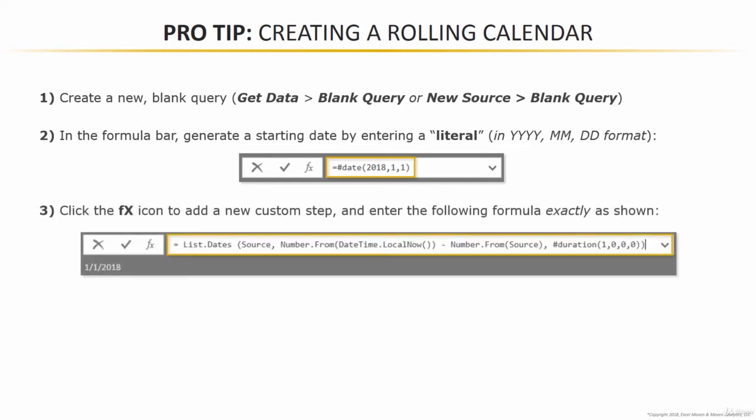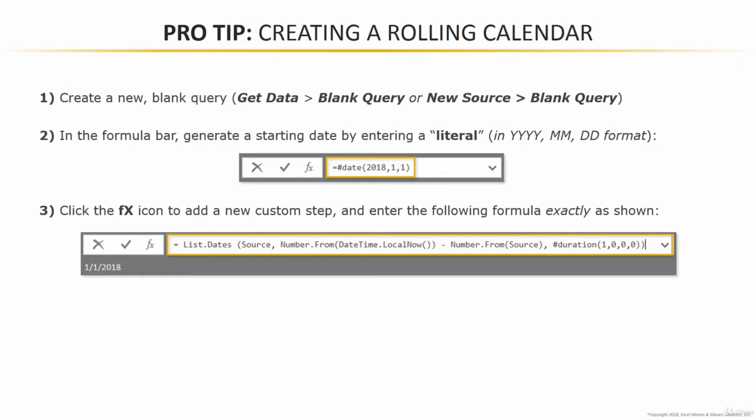From there, you're going to click the FX icon, which adds a new custom step, and you're going to enter the following M formula exactly as shown here. Now, I know it's a lot, and I'll post this function into the Q&A section as text so that you can copy and paste it, but we're not really going to dig in and unpack how this formula is working. We're just going to use it almost like a recipe to create our list of dates.